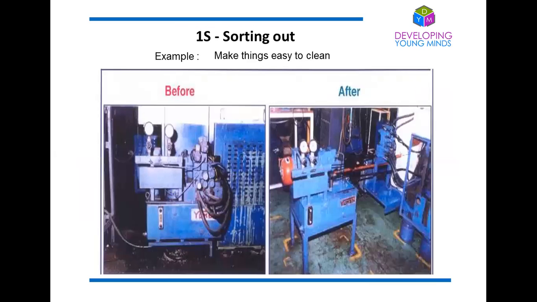So this is one good example of how to keep the machines clean, make things easy to clean, and rearrange the entire machine in such a way that it is easy to operate on a daily basis. You can see that there is so much congestion here, with so many wires and everything.